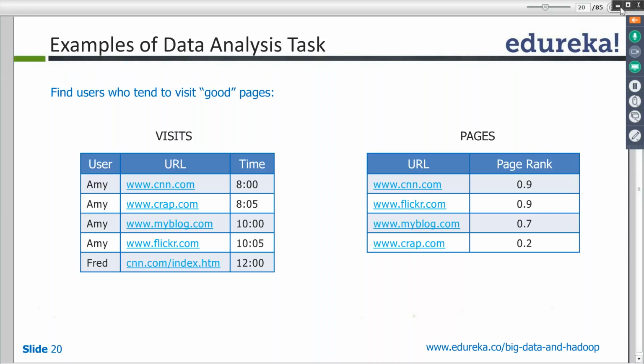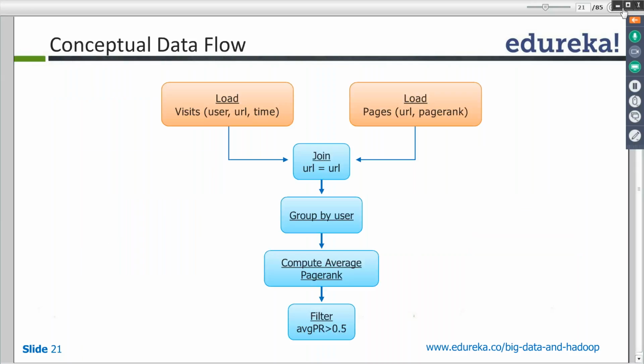So this is how your Pig ideally will look like. For this particular algorithm, this is a pseudocode. First, we will load the visits table and we load the pages table. All right, we will join these two on the basis of URL. Then I will group by user and compute average page rank, and I'll check whose average page rank is more than 0.5. That particular user tends to visit good pages.